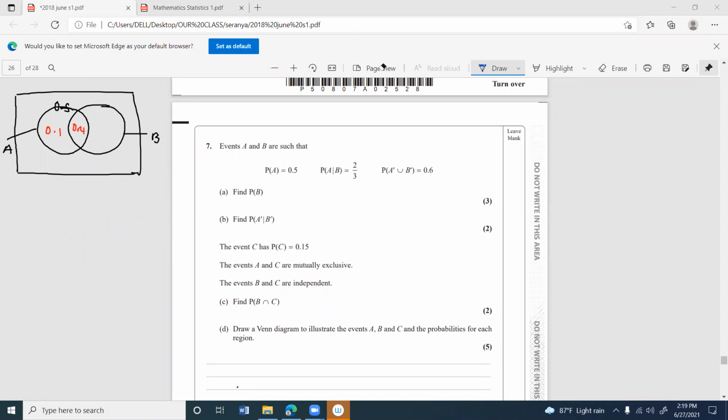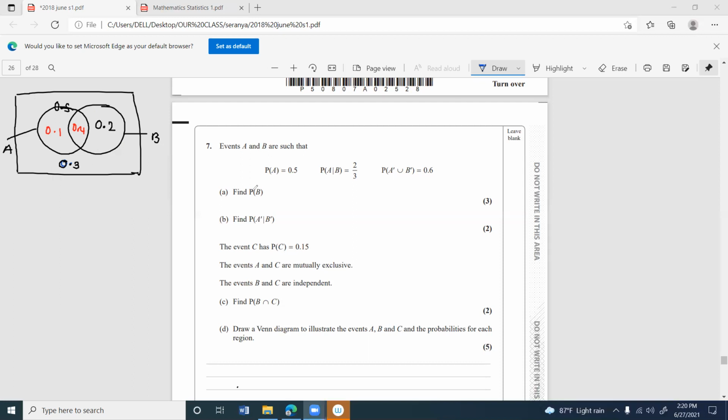Prior to this, we already knew this value. I'll just use the black color for that. It's already there, 0.3 is here. And what was the value over here, this region? 0.2. Yeah, 0.2, right. Okay. Now, this is the theory we need to understand.